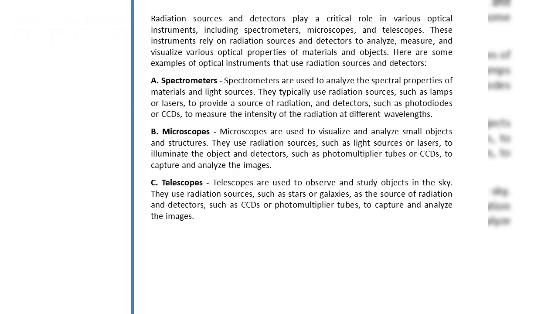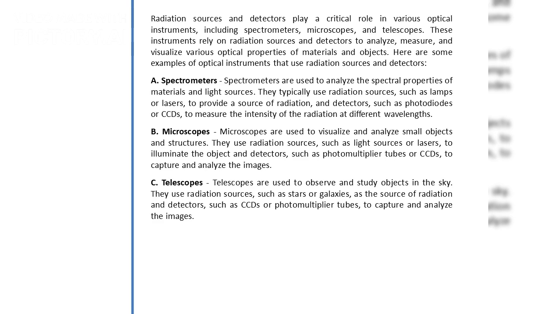Radiation sources and detectors play a critical role in various optical instruments, including spectrometers, microscopes, and telescopes. These instruments rely on radiation sources and detectors to analyze, measure, and visualize various optical properties of materials and objects. Spectrometers are used to analyze the spectral properties of materials and light sources. They typically use radiation sources, such as lamps or lasers, to provide a source of radiation, and detectors, such as photomultiplier tubes or CCDs, to measure the intensity of the radiation at different wavelengths.